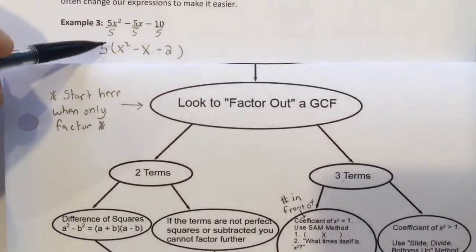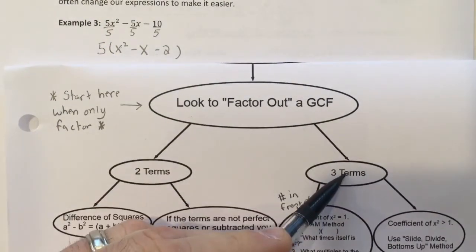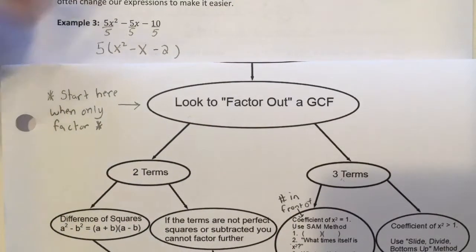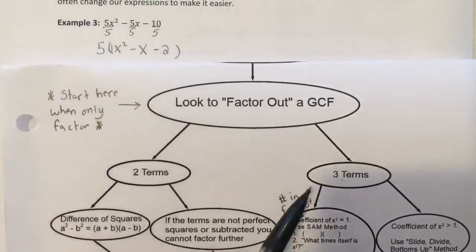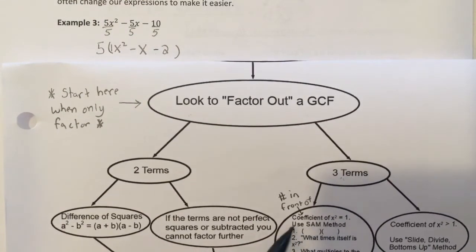So now if I look inside my parentheses, I have 3 terms. So that takes me over here. And if I look directly in front of my x squared, there is really a 1 in front of that x squared. So that means the coefficient of x squared is 1. So now it says I need to look to see if I can SAM factor that.